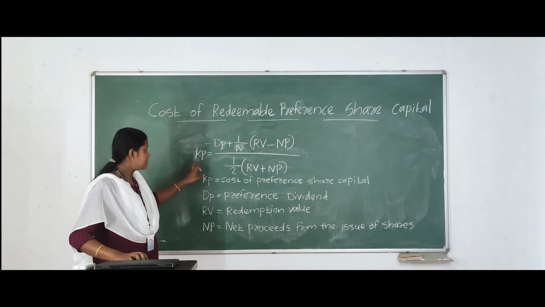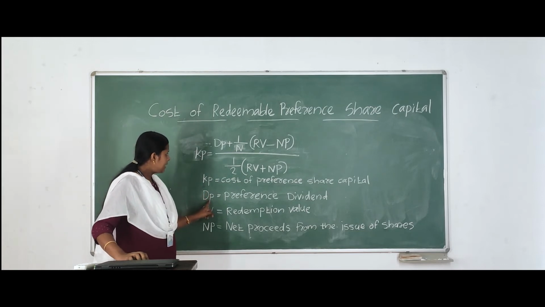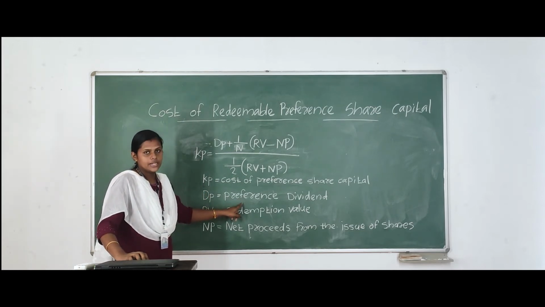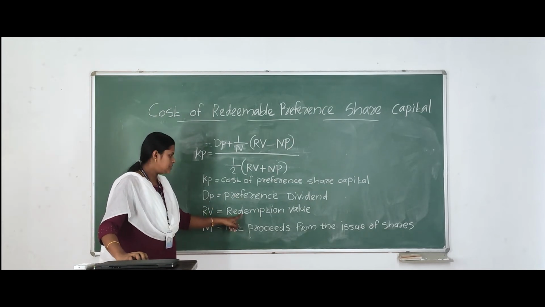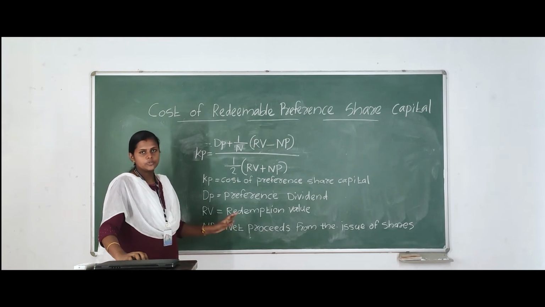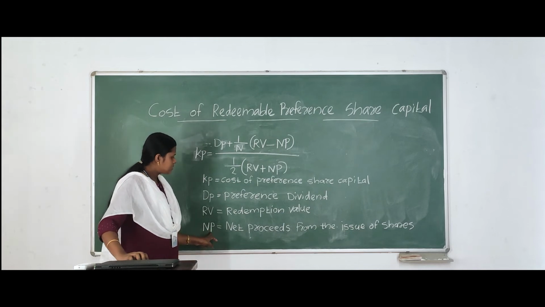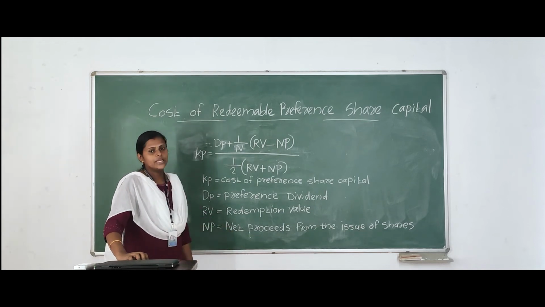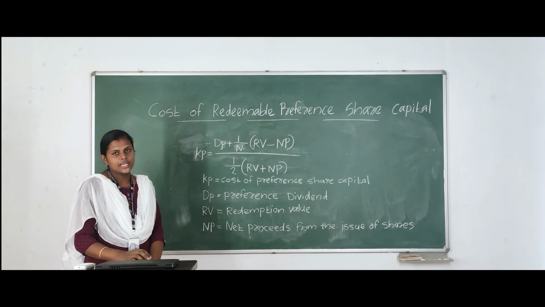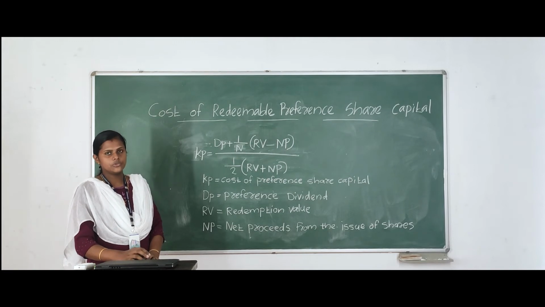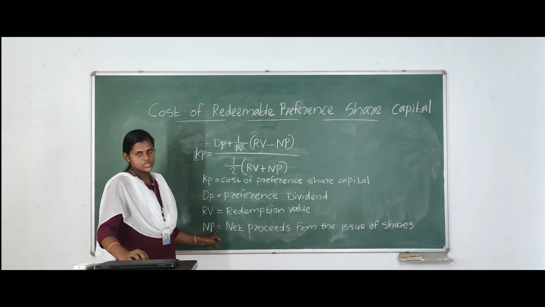Here Kp stands for cost of preference share capital, Dp stands for preference dividend, and Rv stands for redemption value, which means the amount to be paid to preference shareholders after a specific period, and Np stands for net proceeds from the issue of preference shares. If there is any flotation cost, which means the cost of issuing shares, it should be deducted from the Np value, that is net proceeds.